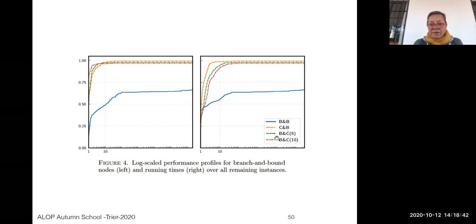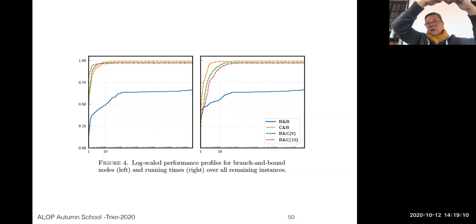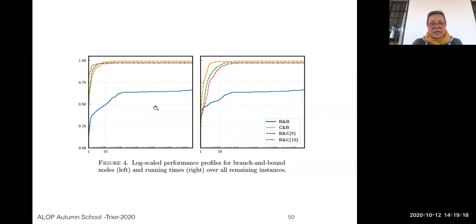Now here you have the cut and branch, in which you add just one cut at the root node, this first cut that I showed you, and you see how it improves. When you add this cut, you are able to solve many more problems within the same time limit. The higher the curve, the better it is, because you solve more problems faster. And here you have the number of nodes in the branch and bound tree, and here you have the running time.